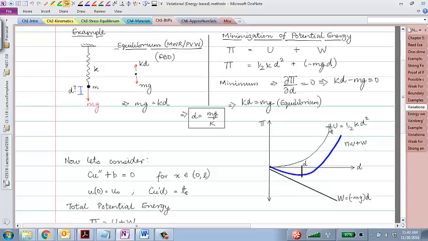This square, half kd square, is the expression that you would get as d increases: the strain energy stored in the spring would increase quadratically, right? That's the quadratic expression. And this blue curve is the sum of those two. Essentially what this is saying is that wherever that blue line goes to a minimum, around here, that would be the equilibrium displacement of the spring, right?